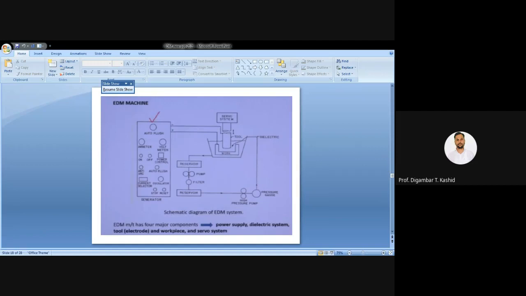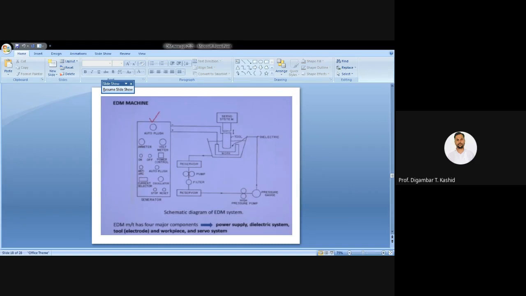Now again, filtration of this dielectric is required before recirculation, to maintain the fixed dielectric strength. If these debris particles, which as we know are micron in size, get mixed into the dielectric, it breaks down its strength, and it breaks down even at a lower voltage. So to maintain the same dielectric constant, this dielectric has to be filtered and recirculated into the machining zone.